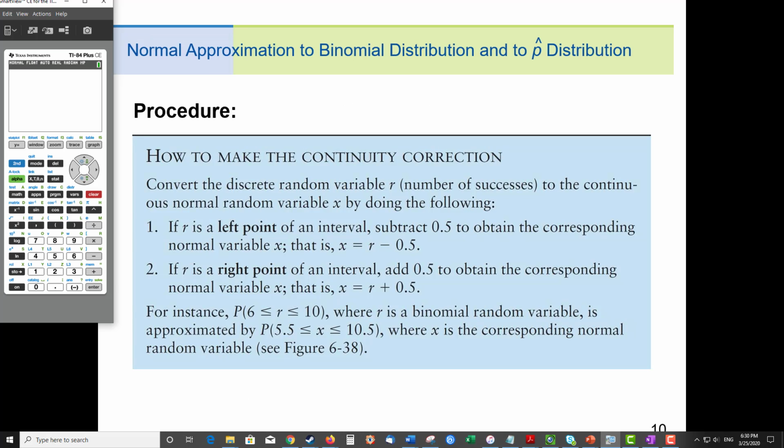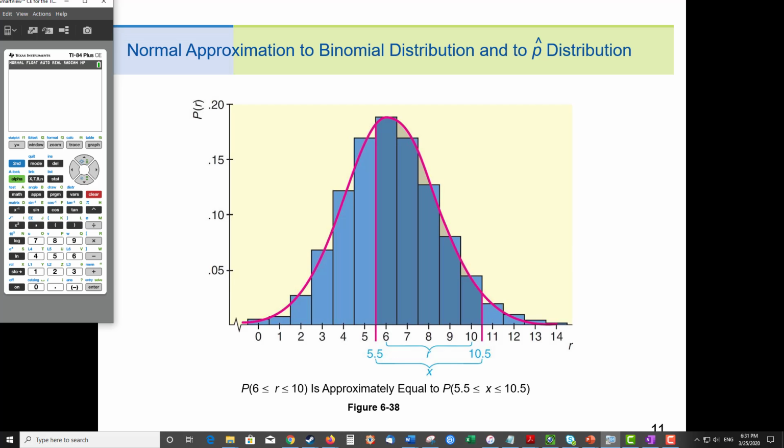Now, one thing you're going to have to do here is what's called making a continuity correction, because x is a continuous variable and what we're going to work with are discrete variables. So to do this, we are going to do one of two things. When x is the left point of an interval, in other words, when it's the lower number, we're going to subtract 0.5. If it is the right point, we are going to add 0.5. And you'll see that on some of the sample problems that I've done in another video, and we'll also see it on a sample problem we're going to do in this video.